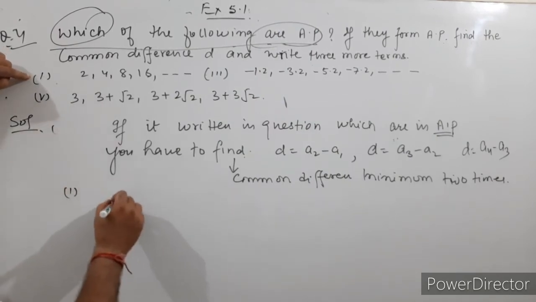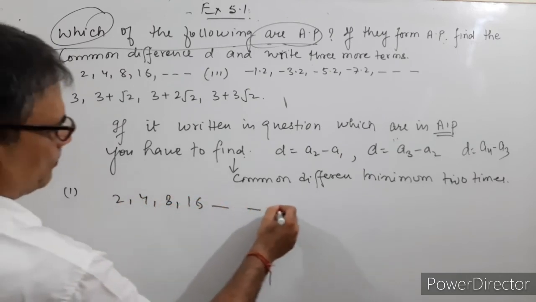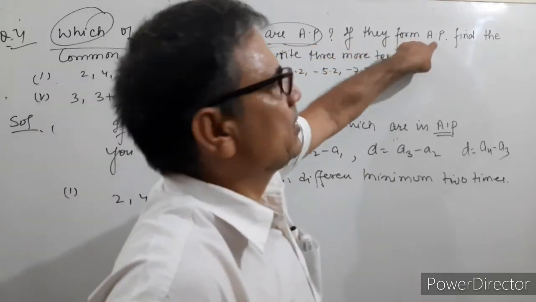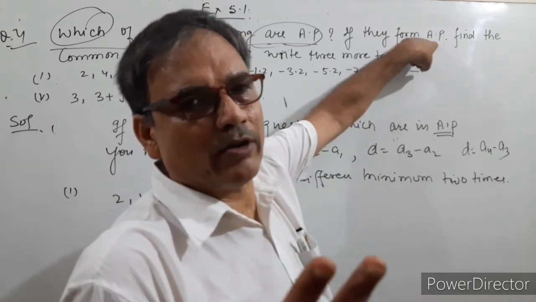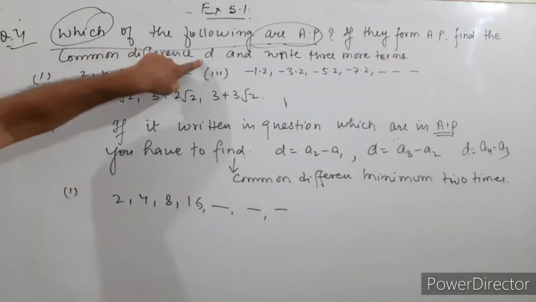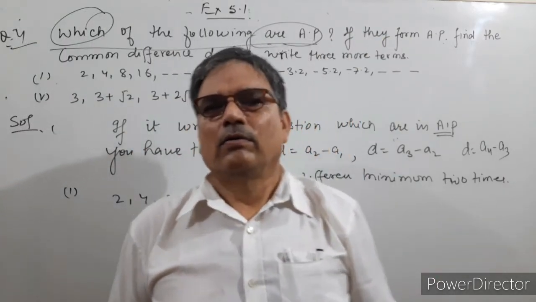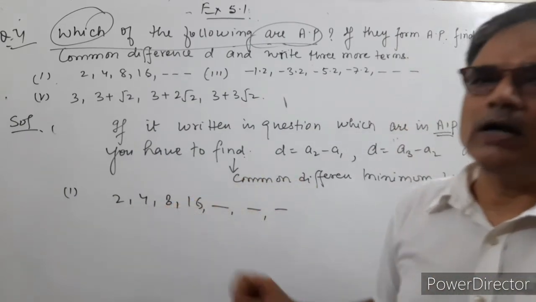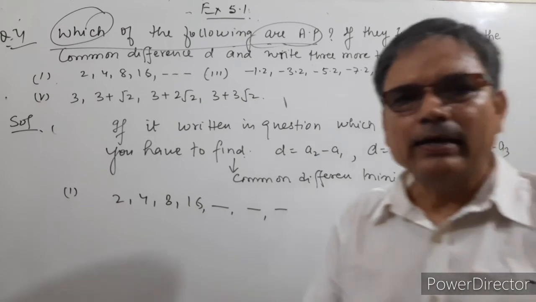फर्स्ट पार्ट 2, 4, 8, 16. What the question is saying? If they form AP, if they are in AP, means common difference is same. 2 times you have to find out. If common difference is same, then next find common difference and next four terms. What the question is saying, first you have to check whether the given numbers are in AP. सबसे पहले आपने ये चेक करना है कि गिवन नंबर AP में है या नहीं है.